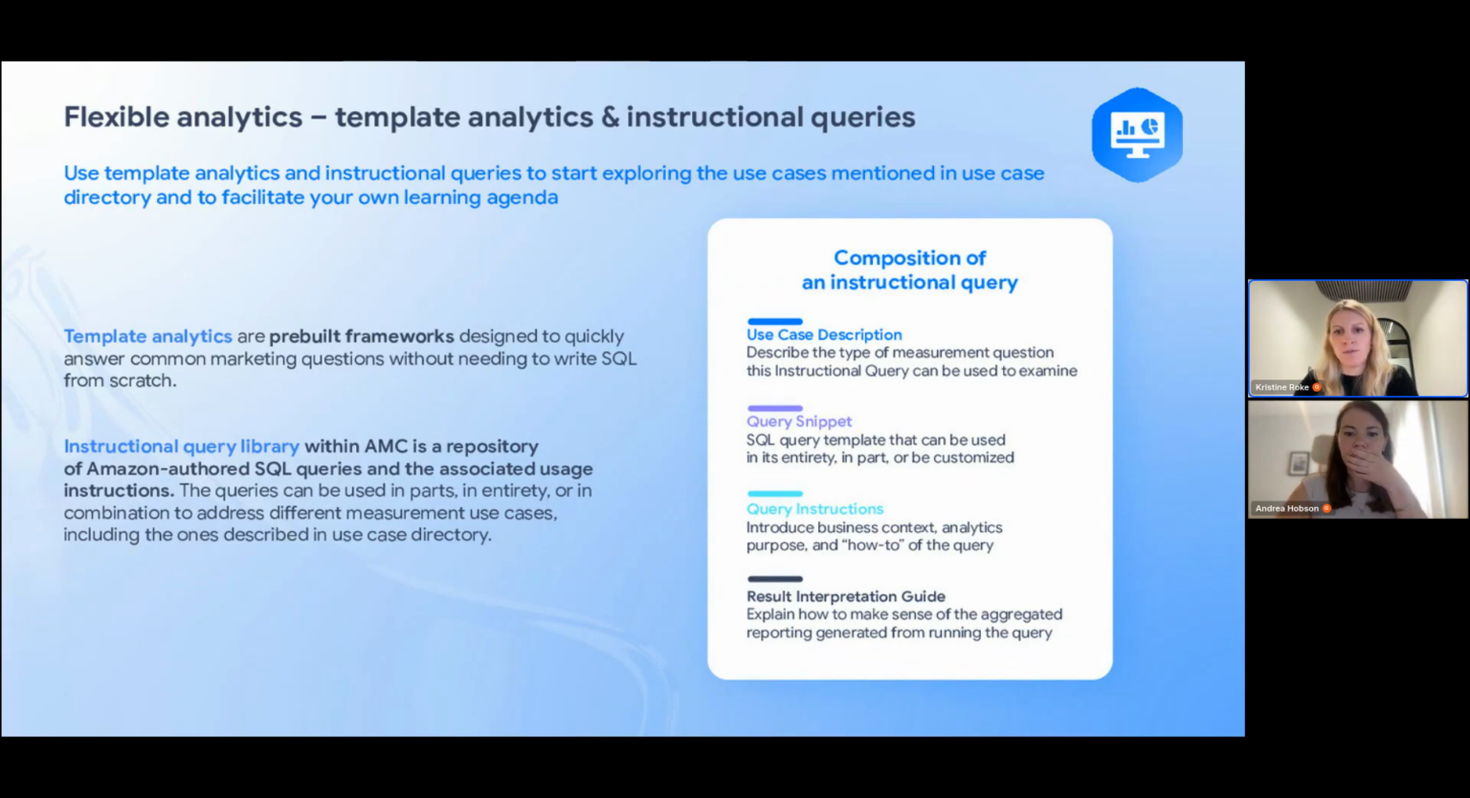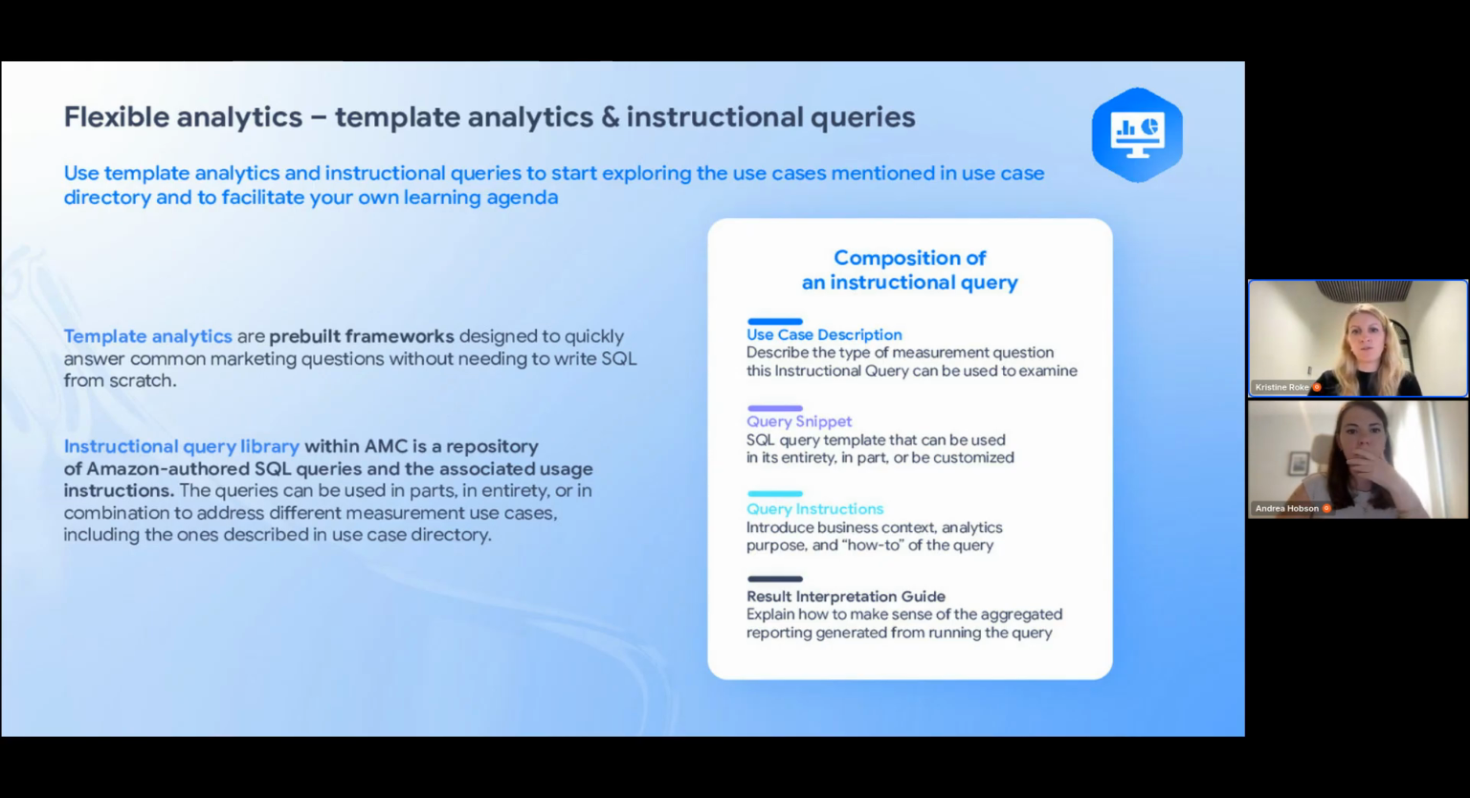And then we also have the instructional queries, which bring flexibility and a deep dive in the analysis. These are Amazon SQL scripts, structured examples. You can use them as is, or you can also customize them to suit your specific measurement needs. But in this case, you have to know the Amazon SQL queries. And each query comes with a clear description, guidance on how to adapt it, and even an interpretation guide to help you understand the outputs.